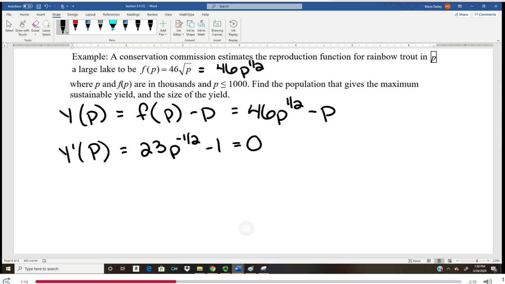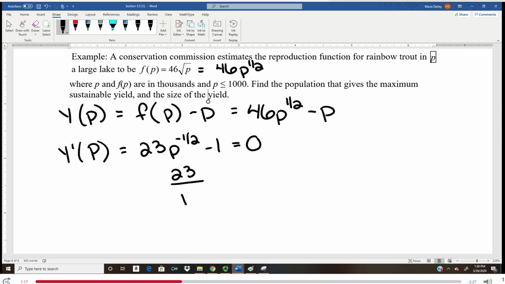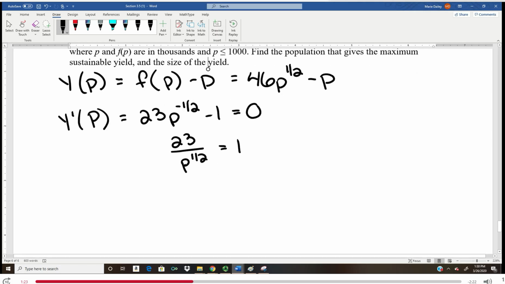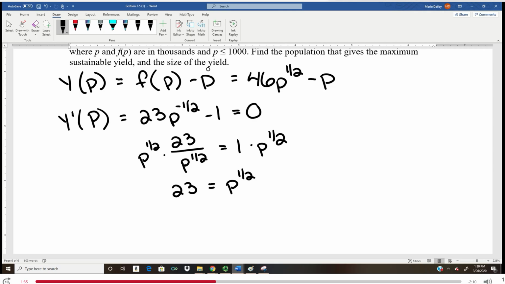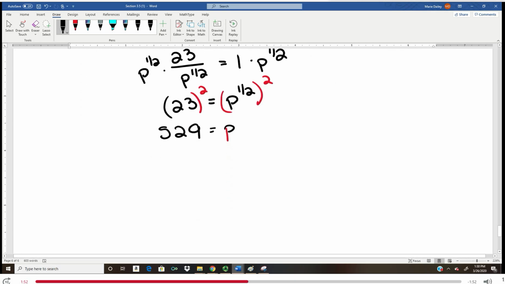In solving for p then, I'm going to add 1 over to the other side. And in the process, I'm going to flip that exponent. I'm then going to go ahead, I'm going to multiply both sides by p to the 1/2 power to get rid of that fraction. This then gives me that 23 equals p to the 1/2 power. We can then go ahead, we're going to square then both sides. In doing so then, this then gives me that p equals 529.